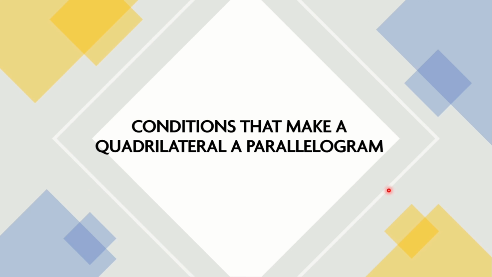For today's video, we will be learning how to determine the conditions that make a quadrilateral a parallelogram. When we say conditions, it is a requirement that is necessary for a given situation. So ito yung sitwasyon kung saan ang quadrilateral ay isa ng parallelogram. So let's have our first condition.